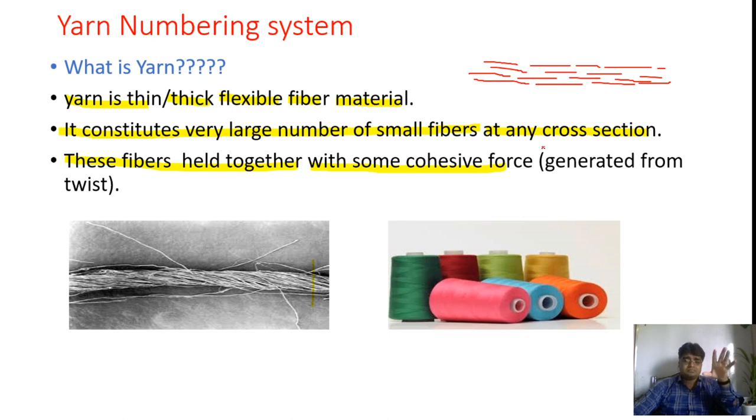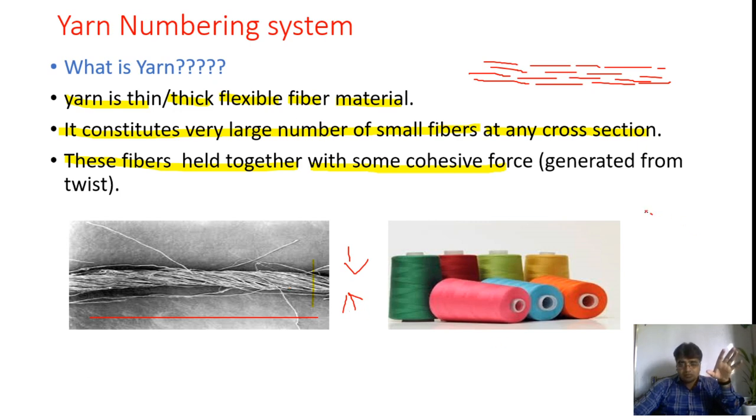You can see here the electron microscope view of this particular yarn, where n number of fibers are there. You can see the twisted portion, some helical angle, and so many fibers bound together. This is the length of the yarn, and this is the diameter of the particular yarn. So this is yarn.